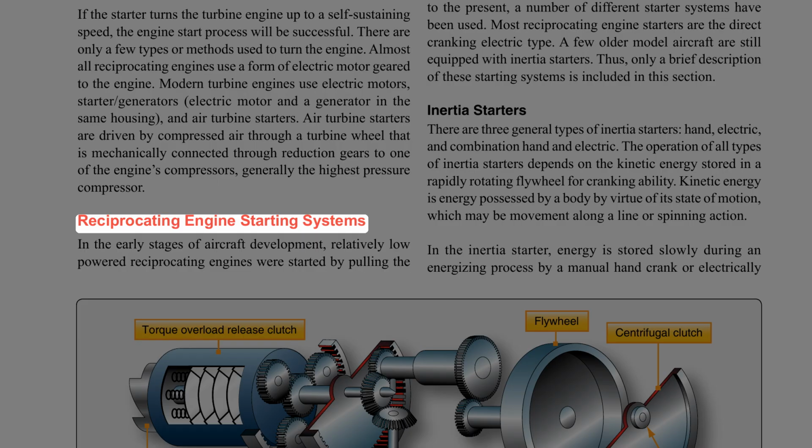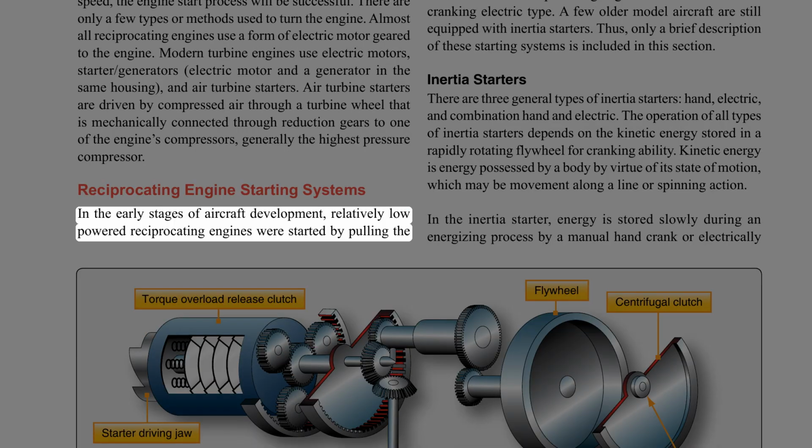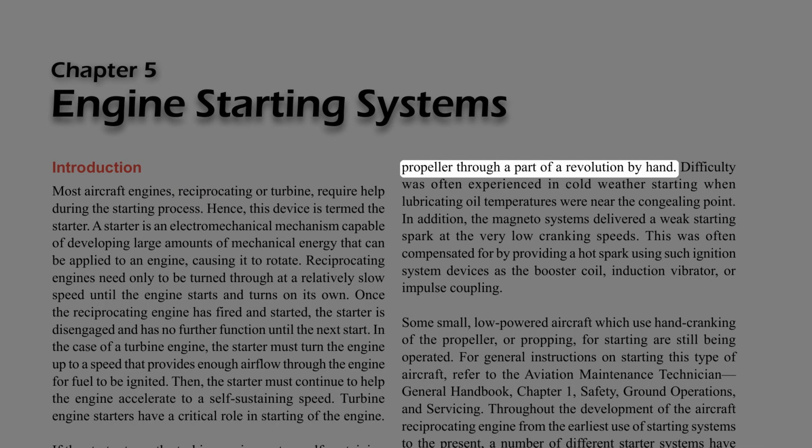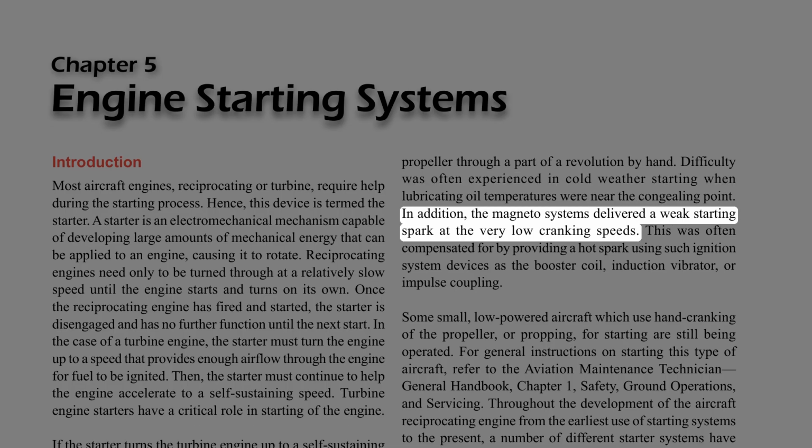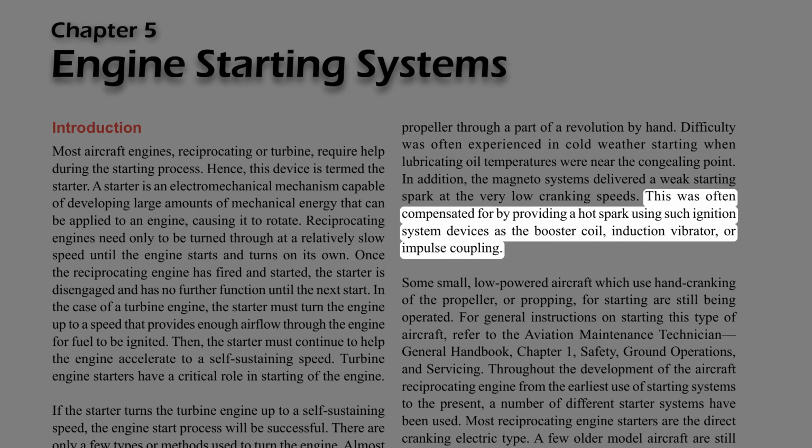Reciprocating engine starting systems. In the early stages of aircraft development, relatively low-powered reciprocating engines were started by pulling the propeller through a part of a revolution by hand. Difficulty was often experienced in cold weather starting when lubricating oil temperatures were near the congealing point. In addition, the magneto systems delivered a weak starting spark at the very low cranking speeds. This was often compensated for by providing a hot spark using such ignition system devices as the booster coil, induction vibrator, or impulse coupling.